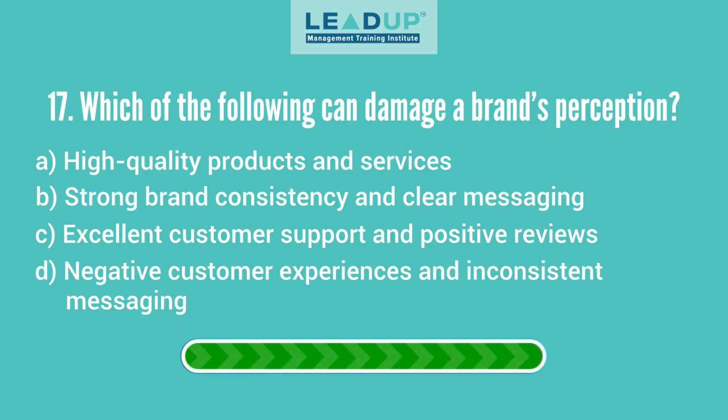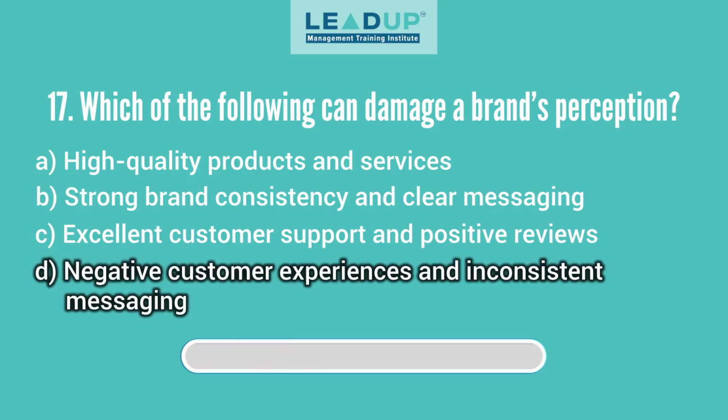Question 17. Which of the following can damage a brand's perception? A. High-quality products and services. B. Strong brand consistency and clear messaging. C. Excellent customer support and positive reviews. And D. Negative customer experiences and inconsistent messaging. Answer: negative customer experiences and inconsistent messaging.